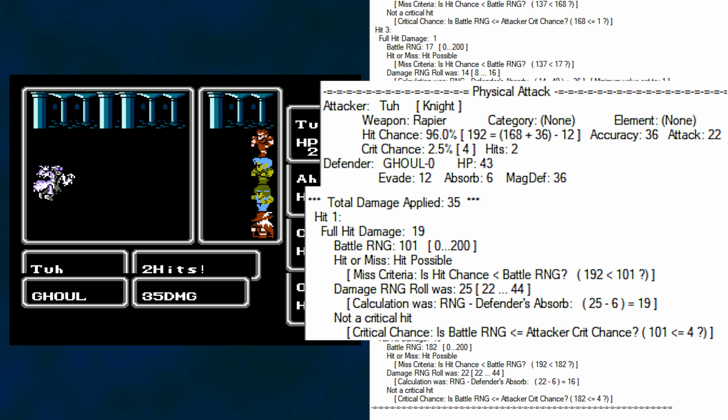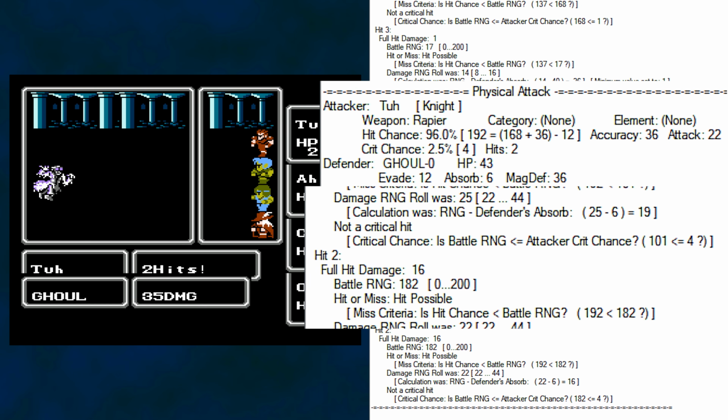Finally, we check for a critical hit using that same battle RNG of 101 and our critical hit rate value of 4. 4 is very low, and the battle RNG of 101 does not fall underneath it. Therefore, no critical hit this time. So our first hit is just 19.